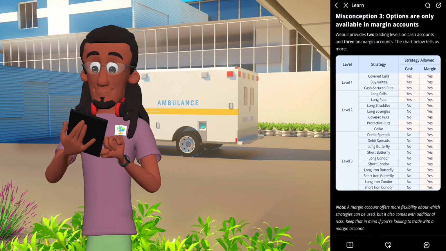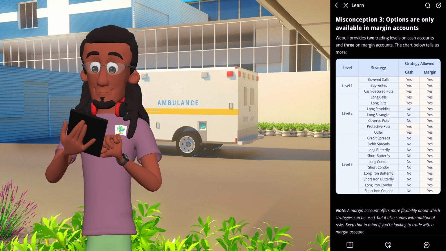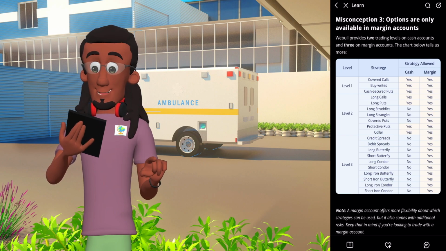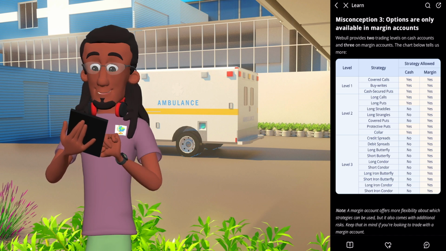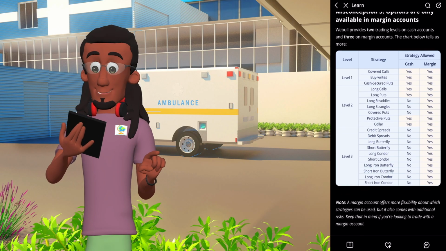Misconception number 3. Options are only available in margin accounts. That's cap. I learned that the hard way. I actually did a video discussing the need for the $25,000 to beat the PDT rule, when in reality, you just need a cash account. So Webull provides 2 trading levels on cash accounts and 3 on margin accounts. The chart below tells us more. Look at this when you get a little bit more time.